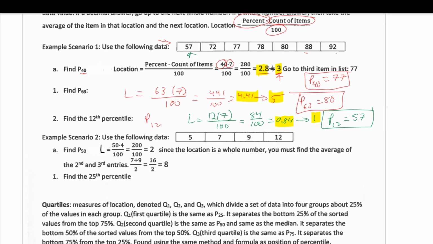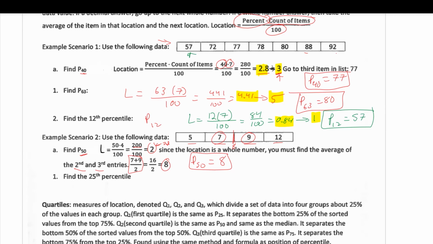Well, in this case, if you're looking for the 50th percentile of a list of just 4 values, if you do 50 times 4, you get 200. Divided by 100, you get 2. Okay, so how do you deal with that? Well, since the location is a whole number, you must find the average of the second, which is how we're getting the second, and the next value. So the second and the third entries. The second one is 7, and the next one is 9. You just average those two values up, and you get 8. So we say the 50th percentile is 8. Okay, so some value 8 here.